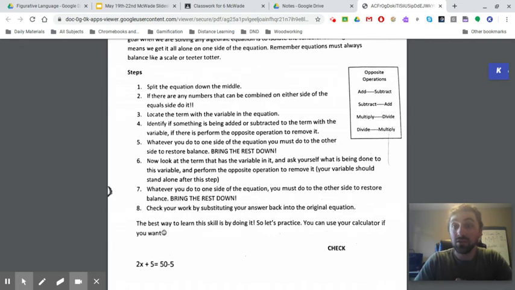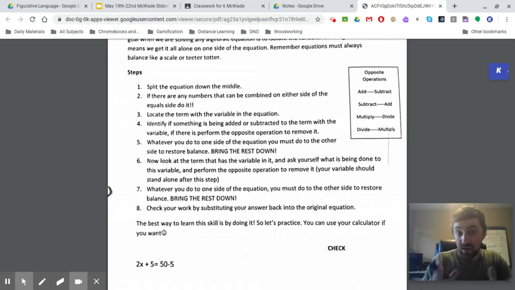Next, locate the term with the variable in the equation. So you want to find the term with the variable in it. Identify if something is being added or subtracted to the term with the variable, and if there is, perform the opposite operation to remove it. So you want to do the adding and subtracting first, and then multiplying or dividing. We're going the opposite of BEDMAS because we're trying to isolate the variable as much as possible first.